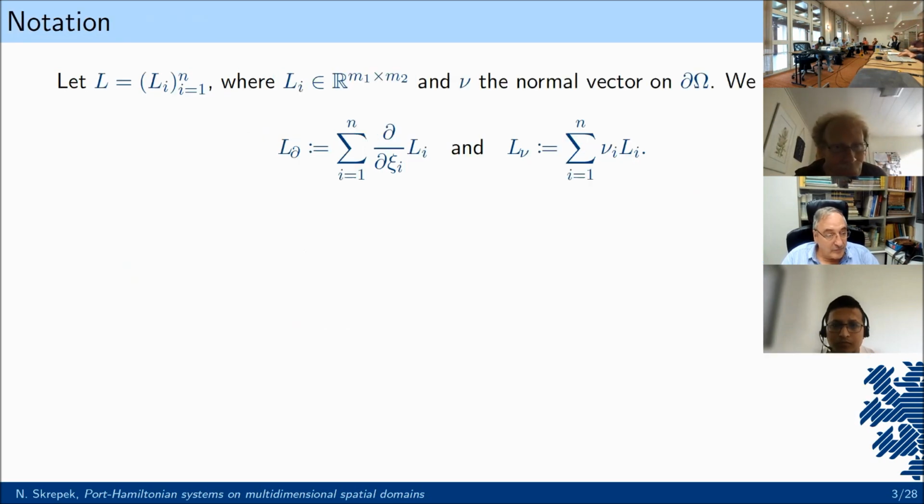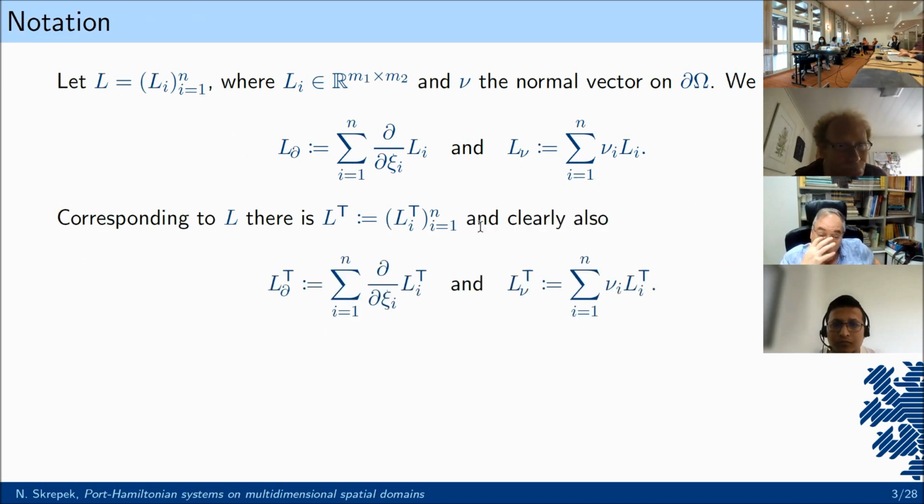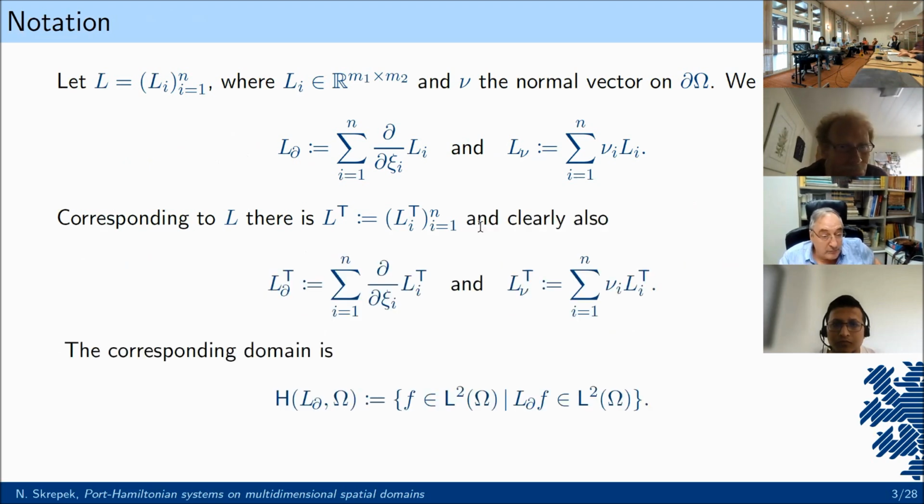And for doing that, I will introduce some notations. For a family of L_i's, of matrices, and the normal vector, I will define L_partial, which is just the differential operator which appears in the upper right block of the differential equation, and L_nu is a boundary operator where we just replace the differential entries with the entries of the normal vector. Okay, there is the same thing for the transposed family. And we have the maximal domain for this differential operator. So first of all, we have to understand it in a distributional sense, and then we can say what it means that the derivative is in L2.